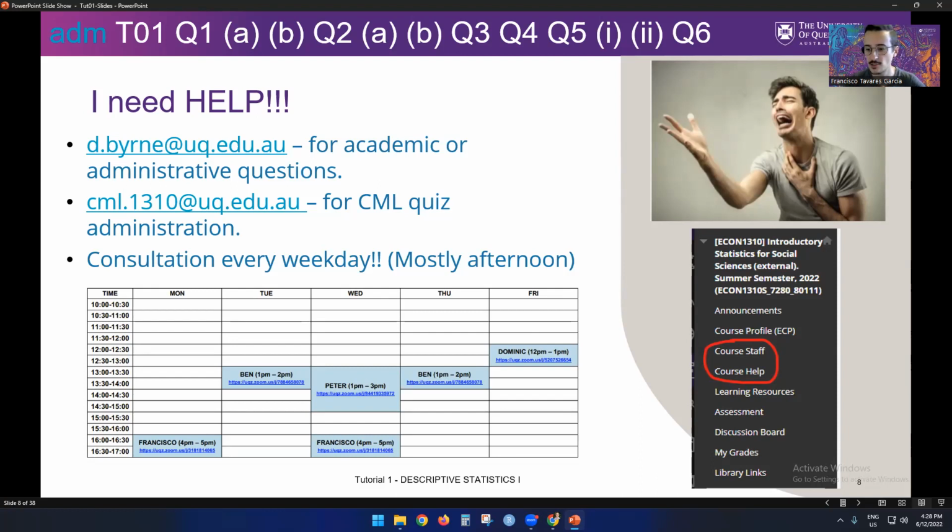So before we start the tutorial, I would like to open the floor. Would you like to ask anything about the course itself before we start the tutorial? Oh, we can see the chats.